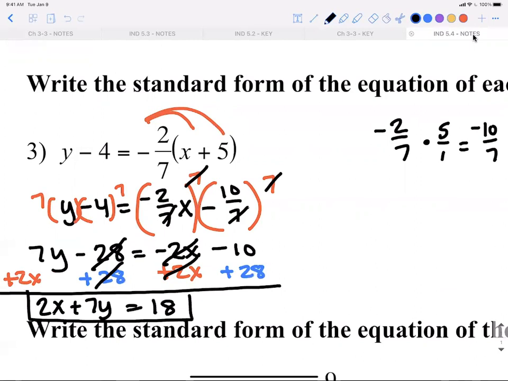So when I say fractions really don't make it harder, they really don't if you just get rid of them from the beginning.